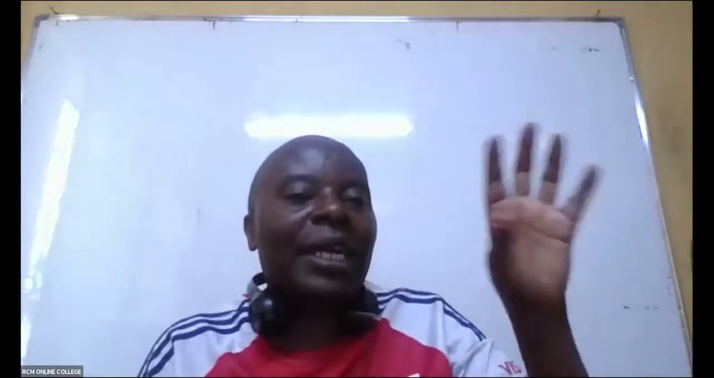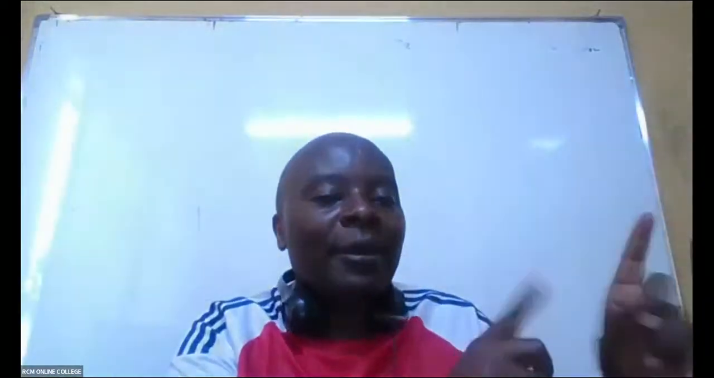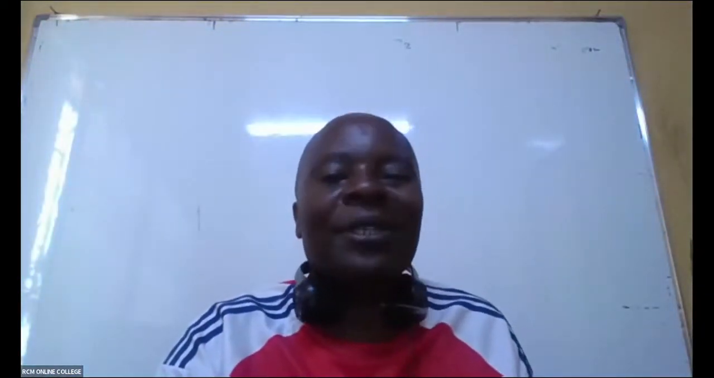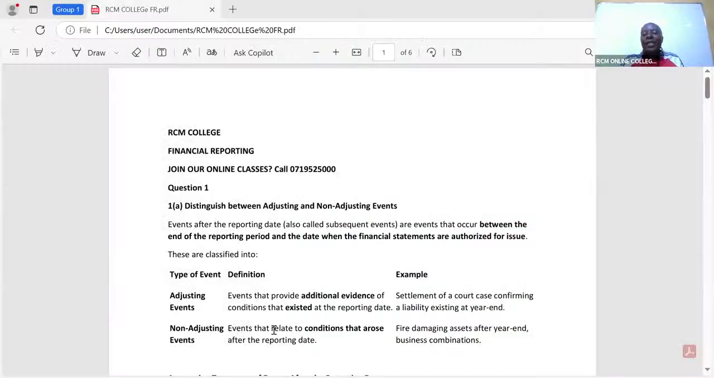The financial statements that had the full building's figure at the end of 2024 were correct. So I cannot ask those guys to amend, because they have represented the true position that the building was there at that particular period end. So that becomes non-adjusting. That cannot be adjusted. Non-adjusting events relate to conditions that have arisen after the reporting date, like fire damaging assets after year end, or business combinations. If we do mergers and acquisitions in 2025, we don't expect those figures to affect our 2024.